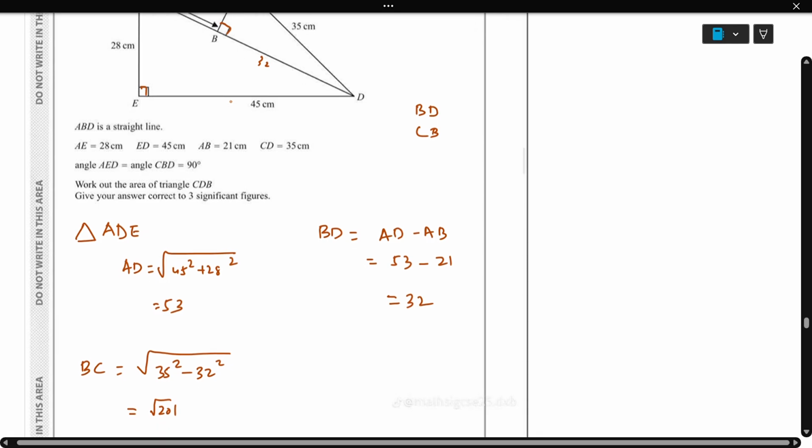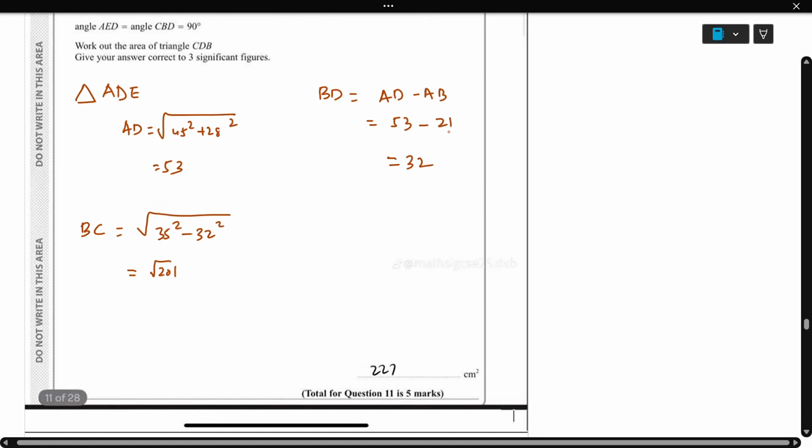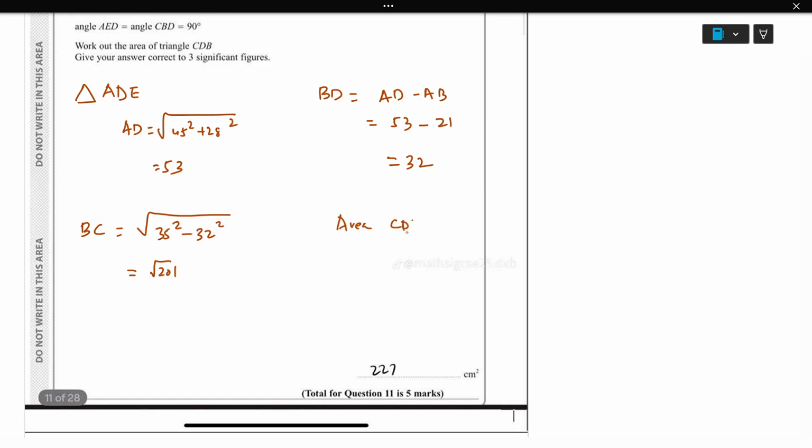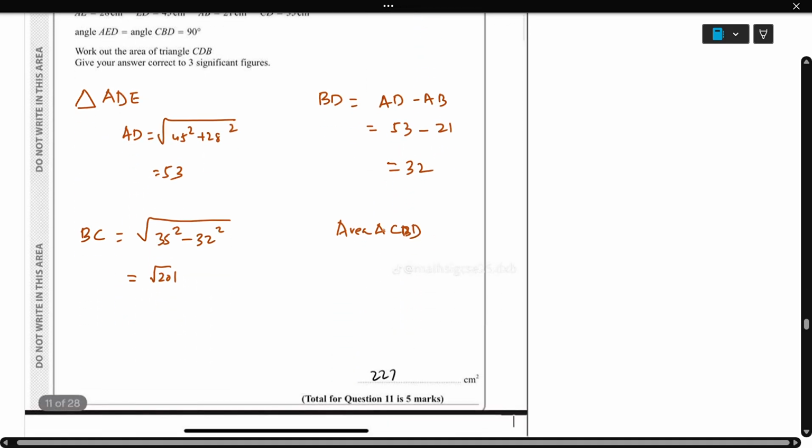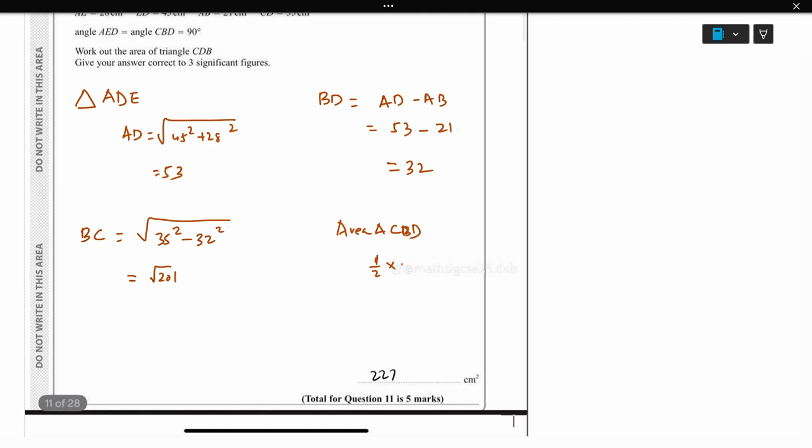Now base and height. So area of CBD triangle. Half times 32 times the square root of 201, which is equal to 226.8391. The question says correct to three significant figures, so we need to round to three numbers. So 227, that is the answer here.